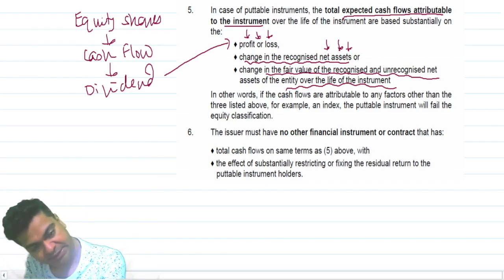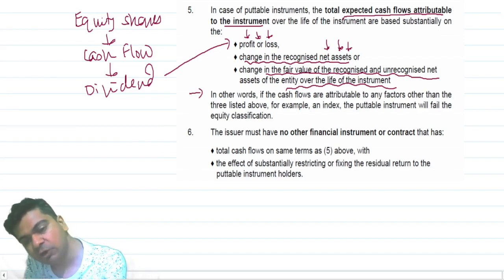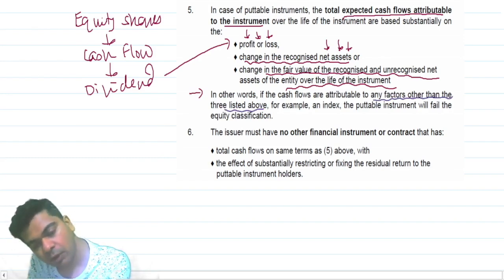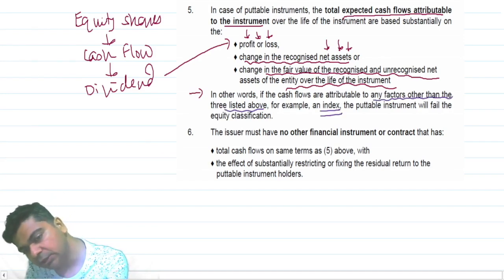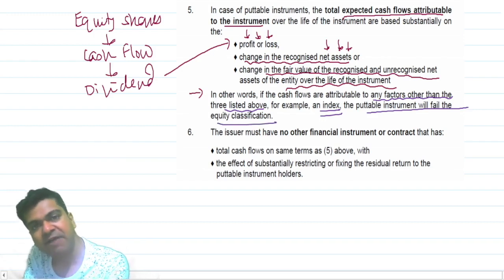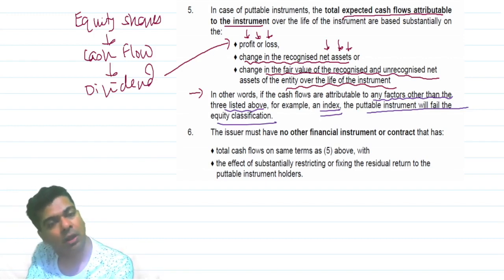Explanation is there. I'm reading this portion. In other words, if the cash flows are attributable to any factor other than the three listed above, for example, an index, the puttable instrument will fail equity classification. If it fails equity classification, it shall become a financial liability.